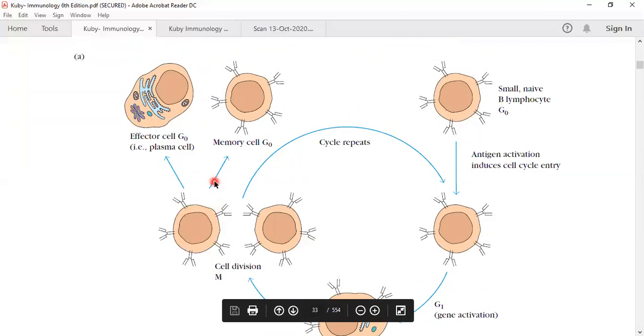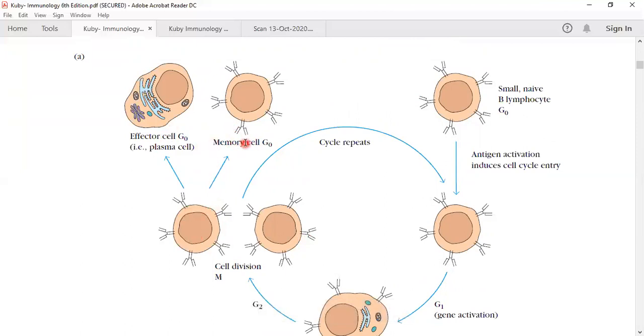This cell will give rise to two types of cells. One is the memory cell, which is meant for the next or subsequent exposure to the same pathogen, and the effector cell, which is responsible for secreting a large number of antibodies, also called plasma cells. So plasma cells are produced from the B cells, and they are effector cells, meaning they can produce a large number of antibodies. If someone asks you how many antibodies are secreted by one plasma cell, they can secrete 100 up to 1000 antibodies per second.